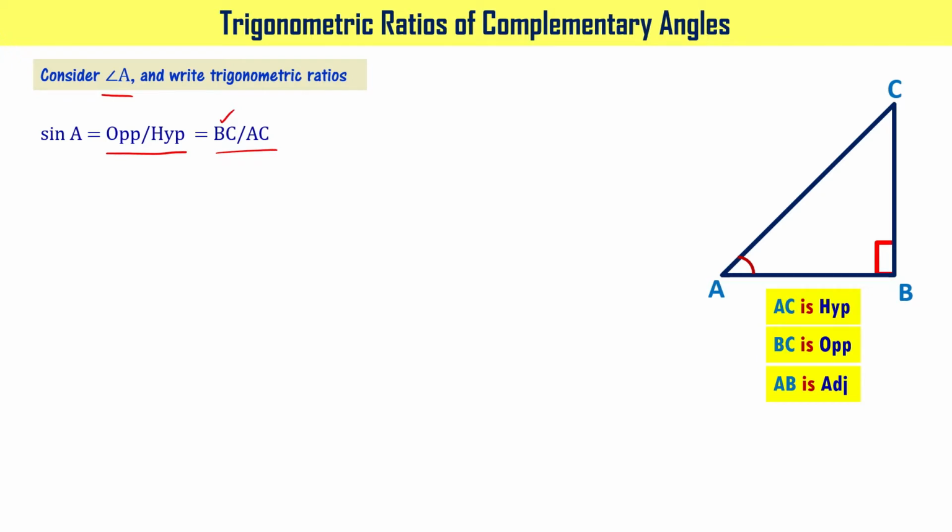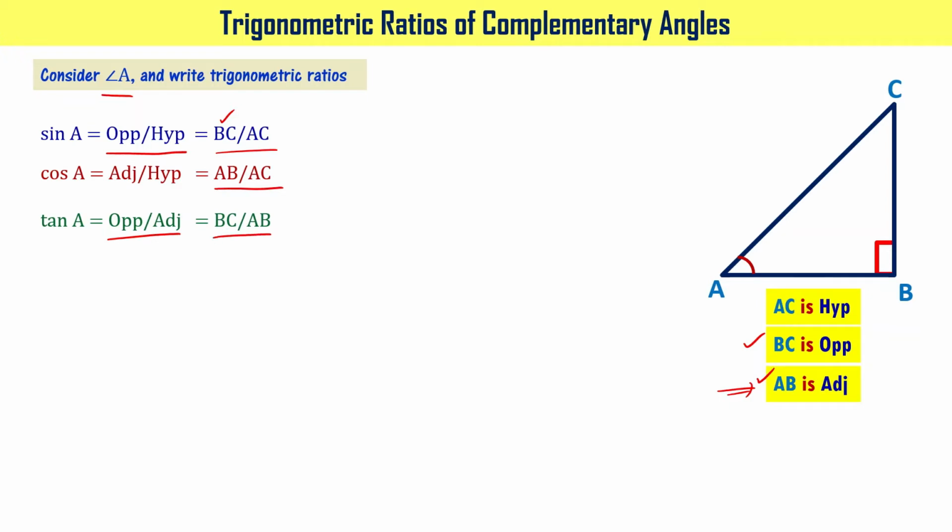Now we know sine A. What is cos A? Cos A can be defined as adjacent side by hypotenuse. The adjacent side is AB for angle A, that's why it is going to be AB by AC. And tan A can be written as opposite side by adjacent side. The opposite side is BC and the adjacent side is AB, that's why it is BC by AB.